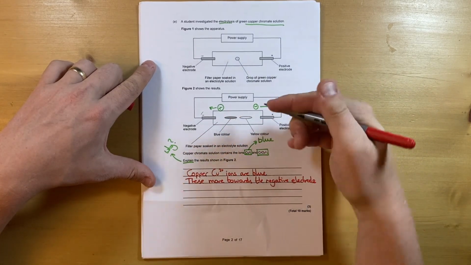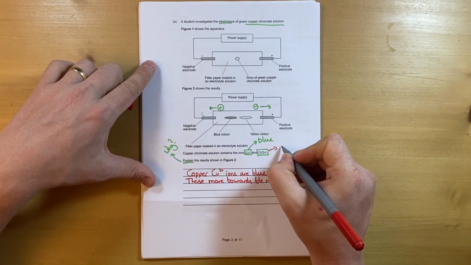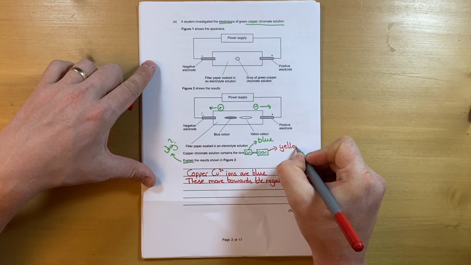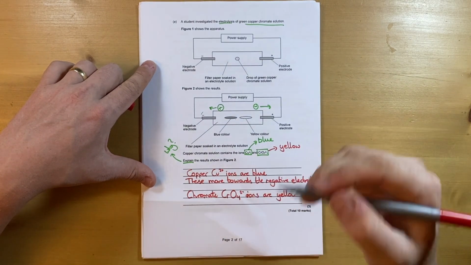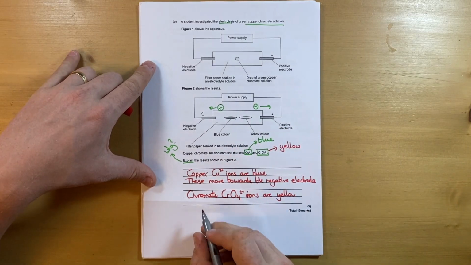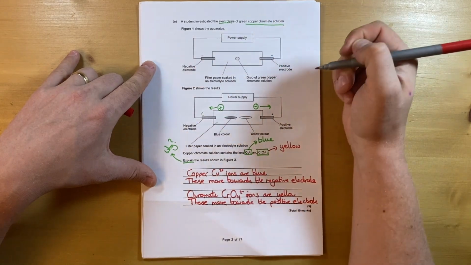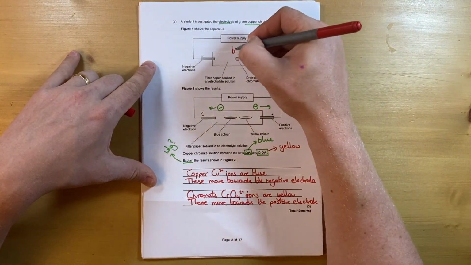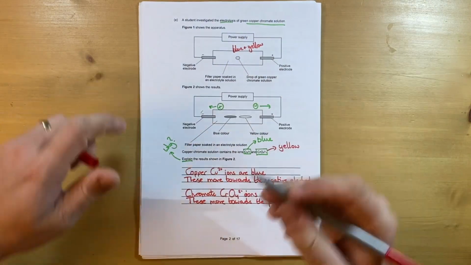So now let's explain the yellow patch. That therefore means that those chromate ions are yellow. And because they're negative, they're going to move towards the positive electrode. Also explains why it's green, because that is essentially blue and yellow added together.